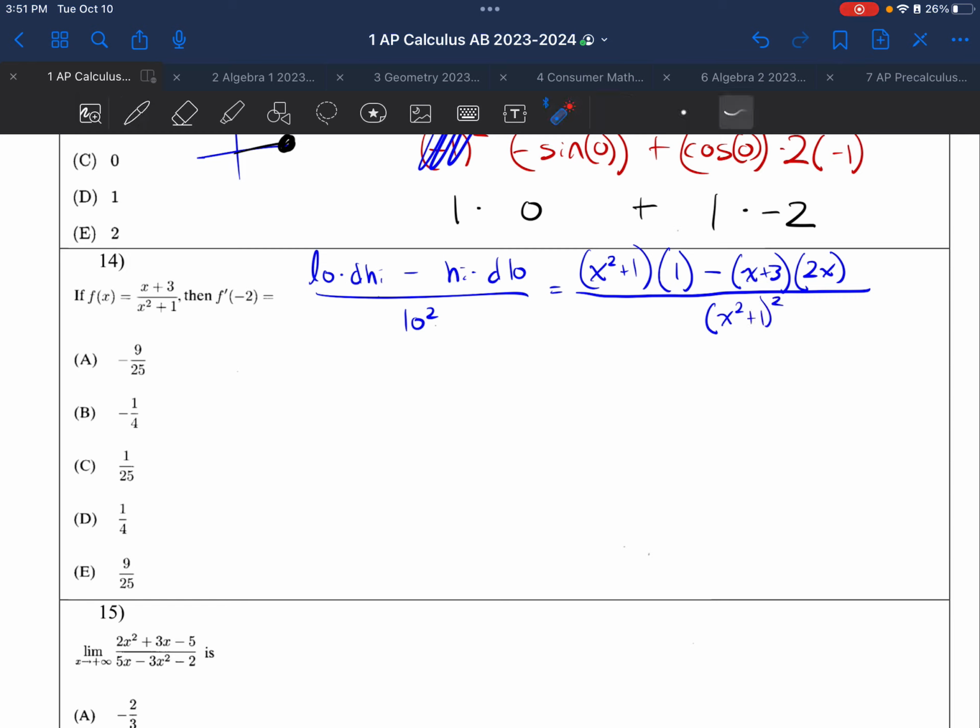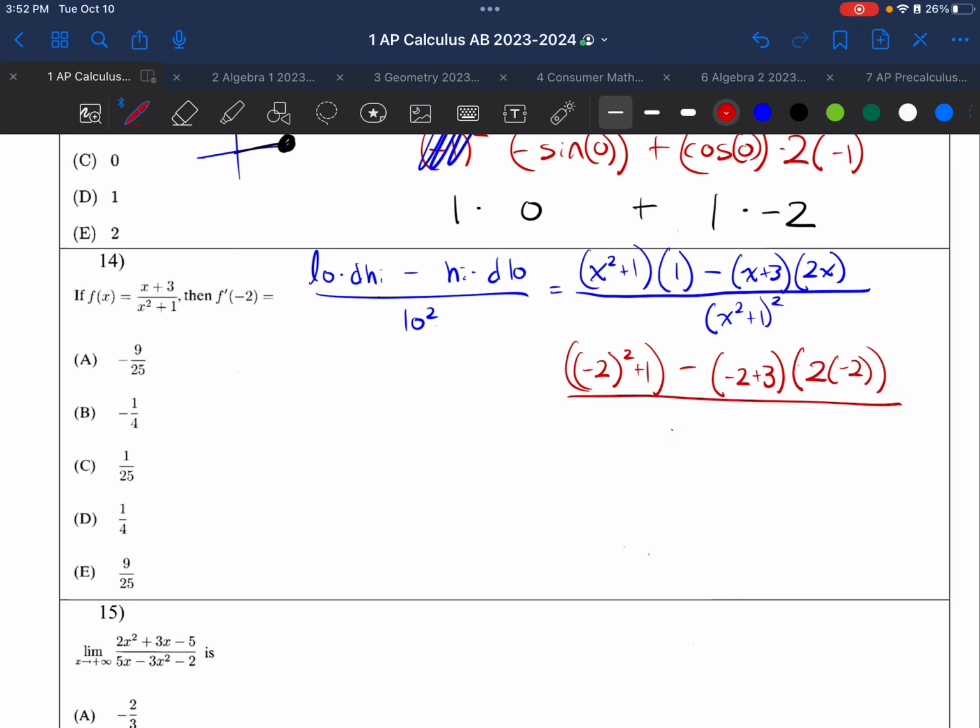So we've finished with the calculus, the AP calculus quotient rule, and we're ready to plug in. As soon as you can plug in -2, do it as soon as possible. So I can do it right now to all of these x's. When I do that, I'm going to get -2 quantity squared plus 1, and that's going to be all times 1, which I'm not going to write because times 1 is ignoring it. There's going to be -2 plus 3 times 2x, which is going to be 2 times -2. And this is all going to be divided by -2 quantity squared plus 1, and that whole quantity squared again.